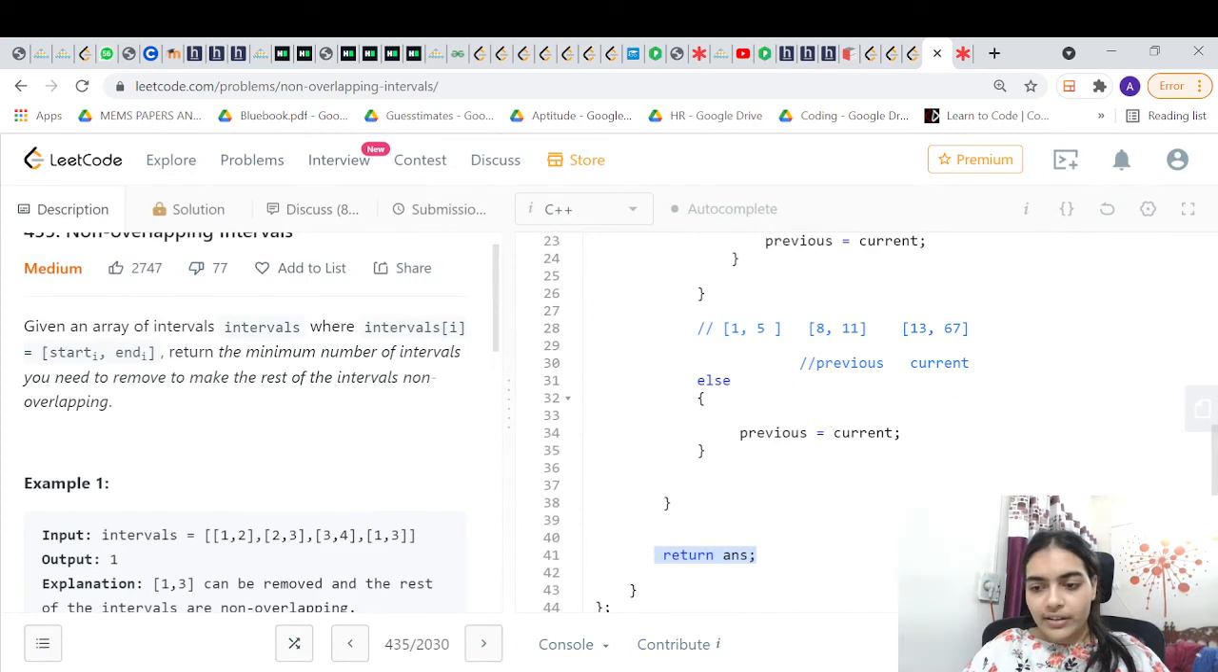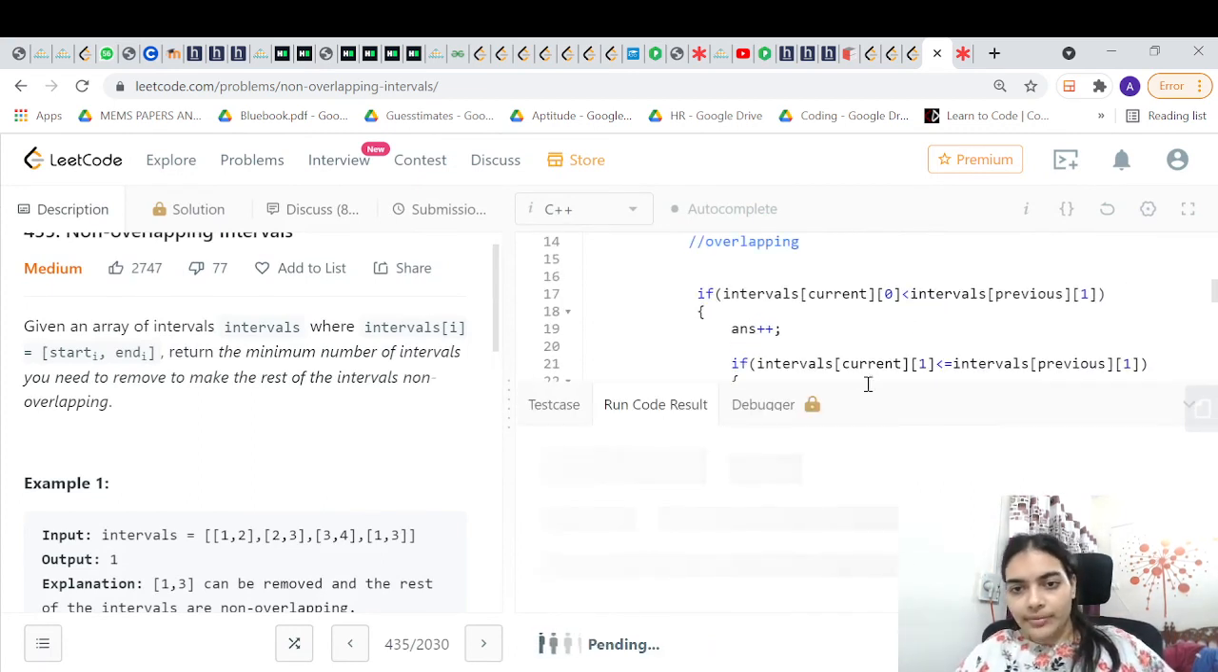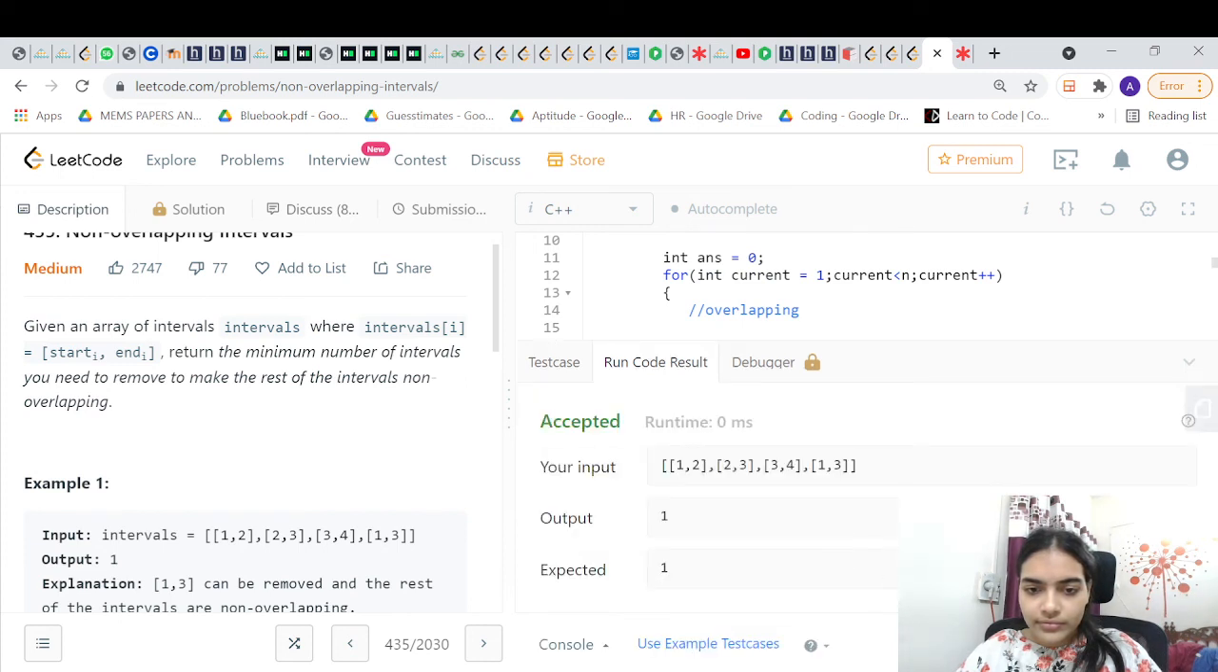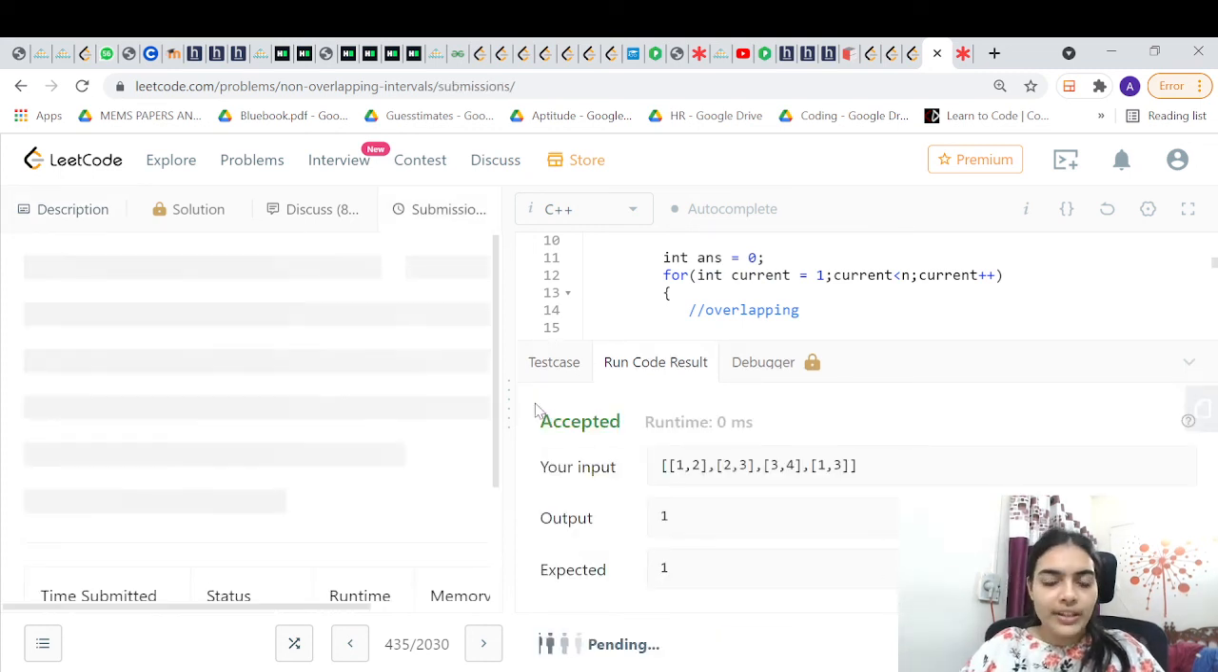So I hope that this will work. Let me run and see if it's working. So it's fine. Let me submit and see if it's working. So it's working. That's it.